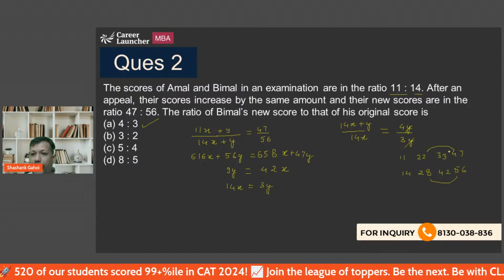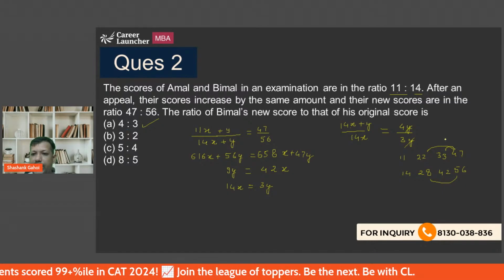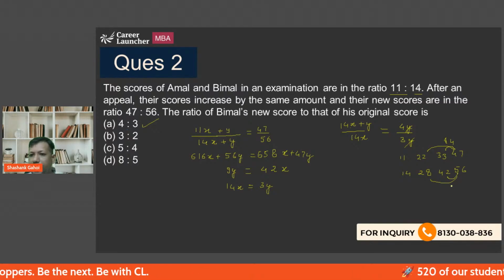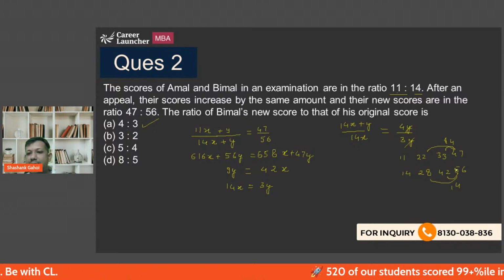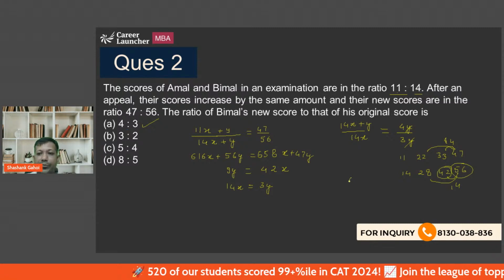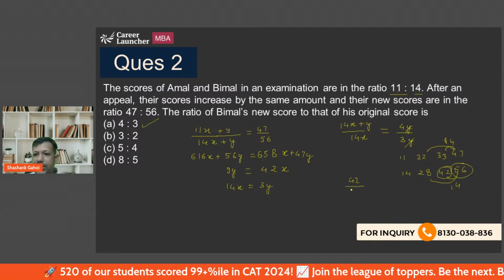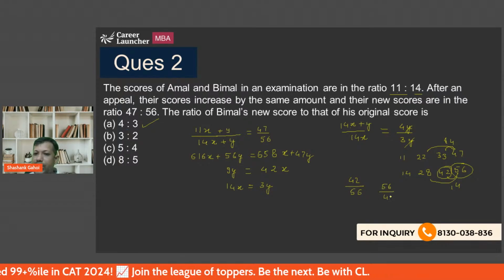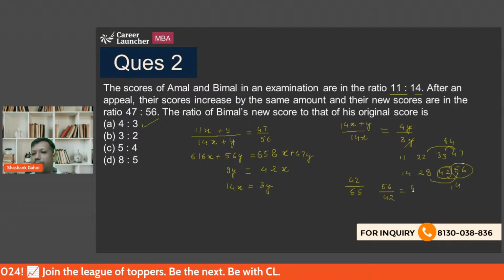Okay, what is the increment we are going to have? It is going to be an increment of 14. So it means I can say that the initial score was 42, the final score was 56. So 56 upon 42 is going to be our answer. That comes out to be 4:3.